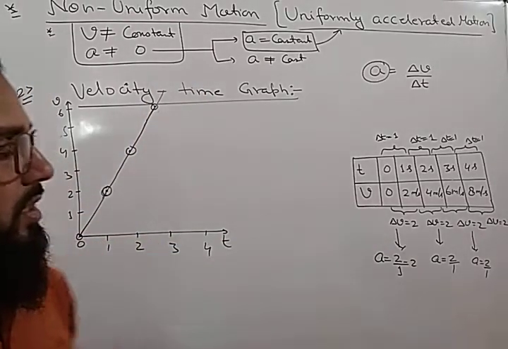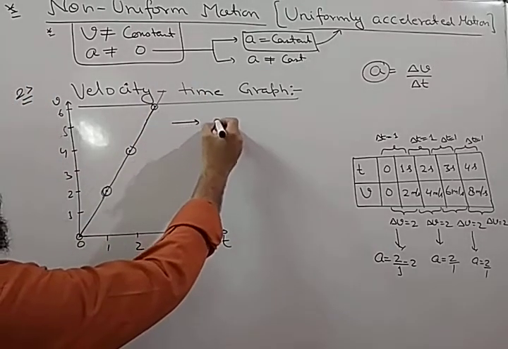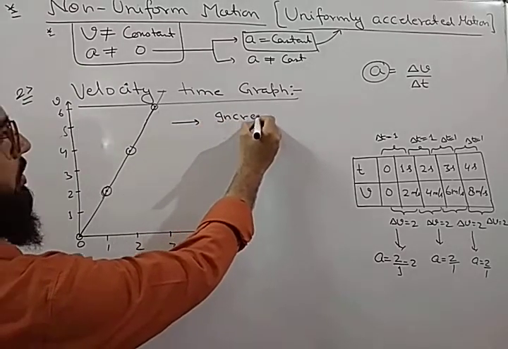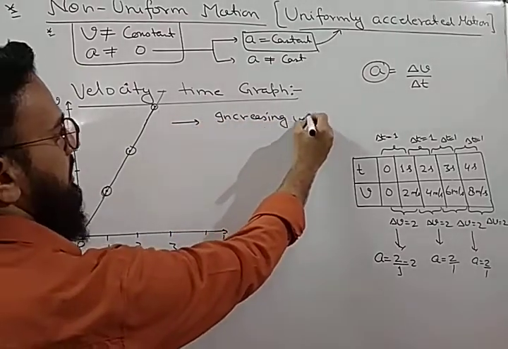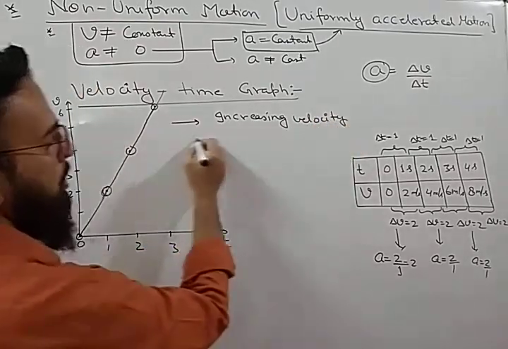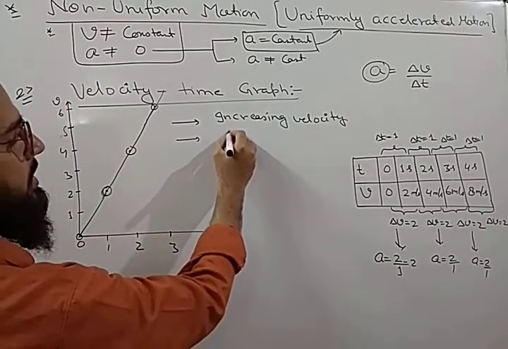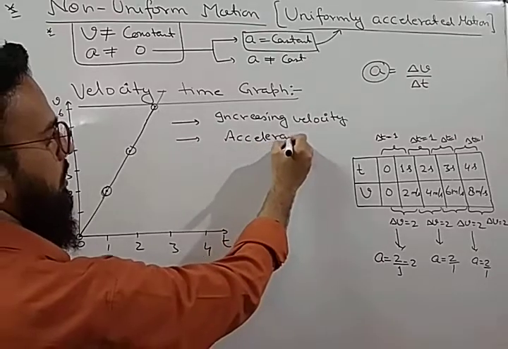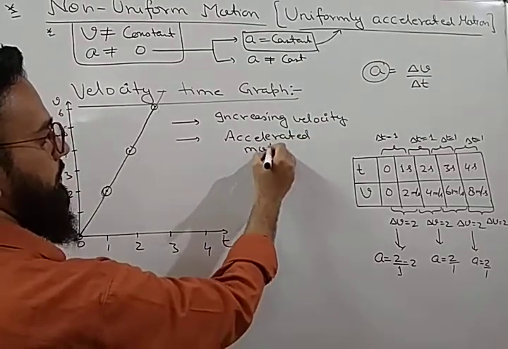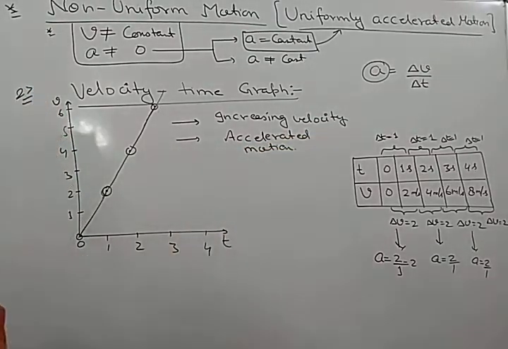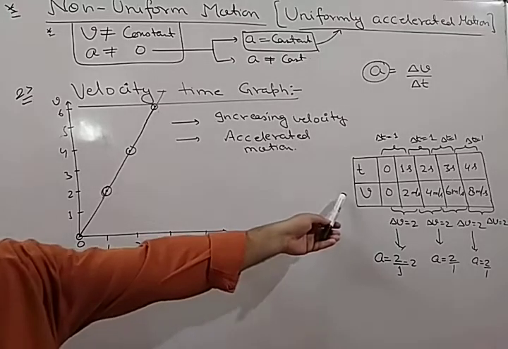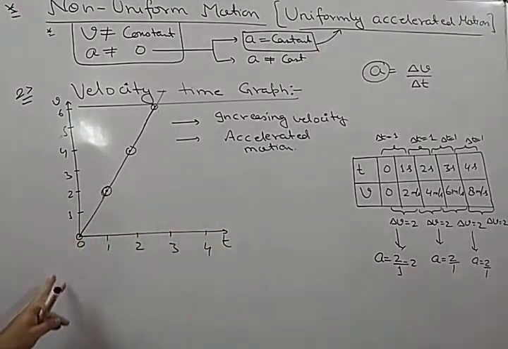And since the velocity is increasing, we will say that this is the graph for increasing velocity, or we can say that the graph is for accelerated motion. The motion is accelerated, velocity is increasing. So the graph will look like this. Okay, so draw the graph. This is just an example. It will always be a straight line.